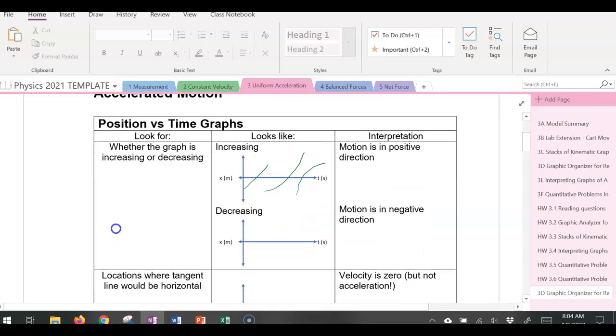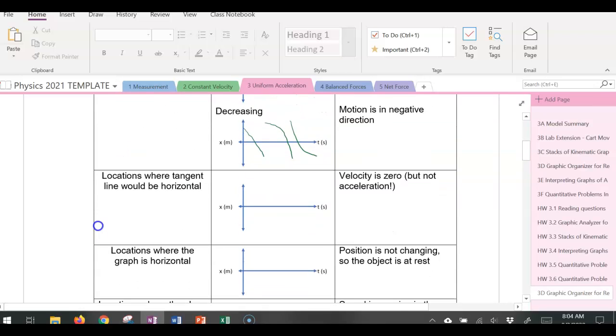Okay, and then it could also be decreasing, and you probably now can guess what these would look like. It might be linear with a negative slope, or it might be curved in a way that shows the slope getting steeper, so it's speeding up in the negative direction, or it could be curved in a way that shows it getting slower in the negative direction. But all three of these types of graphs have a negative slope, and that means motion is in the negative direction.